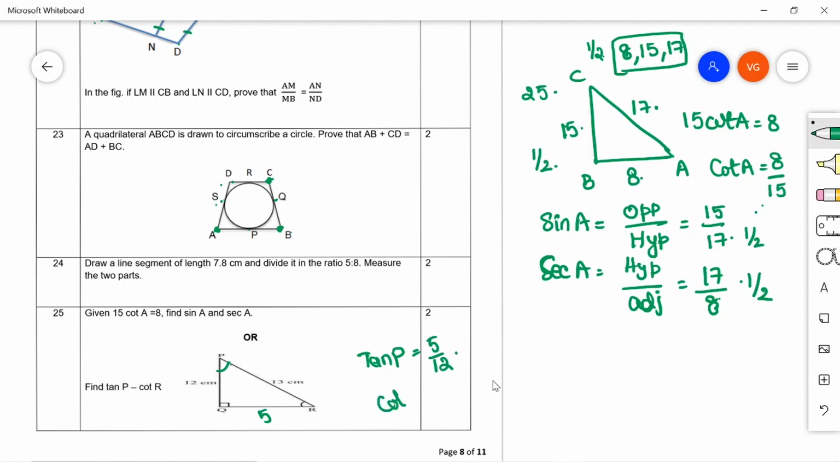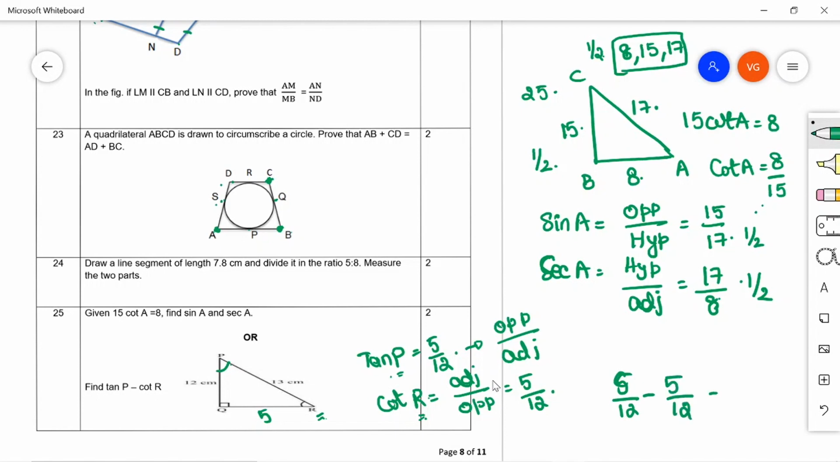Then cot R. Observe the angle is different. Here it is P and this is R. For cot R, this will be adjacent divided by the opposite, right? So tan P is nothing but opposite divided by adjacent, whereas cot R is adjacent divided by opposite. So that will be 5 by 12. So they are asking you to find tan P minus cot R. So 5 by 12 minus 5 by 12, that is equal to 0.